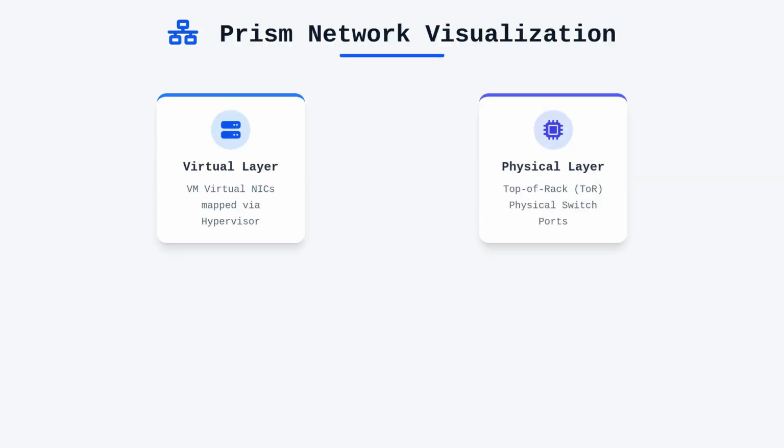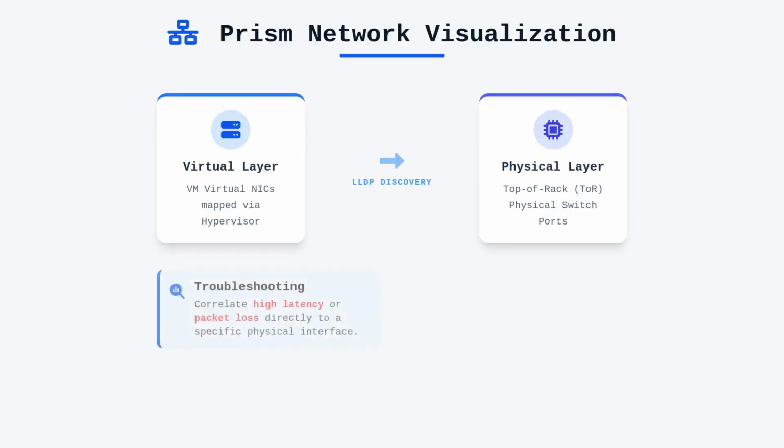Observation is just as vital as configuration, which is where Prism network visualization becomes indispensable. This tool allows you to map VM virtual NICs directly to the specific physical switch ports on your top-of-rack switches. By using Link Layer Discovery Protocol, or LLDP, AHV automatically detects the connected physical hardware and displays the topology within the Prism interface. This visibility is helpful when troubleshooting physical layer issues.